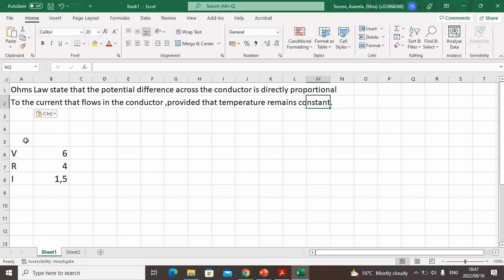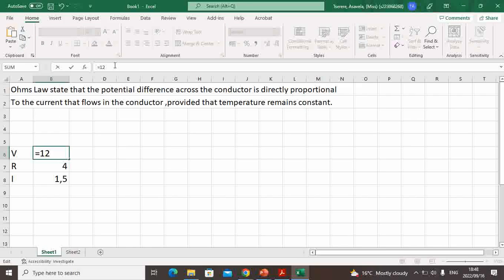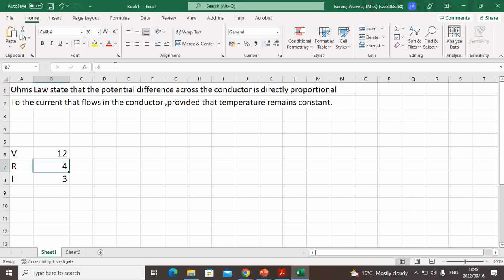So basically, it means that if we increase the voltage in our circuit, the current will also increase because voltage and current are directly proportional to each other. We'll show you an example here. Let's say I double the voltage and make it 12. As you can see, the current also doubles.